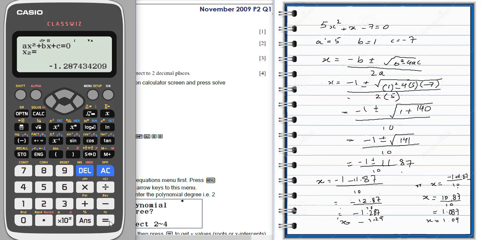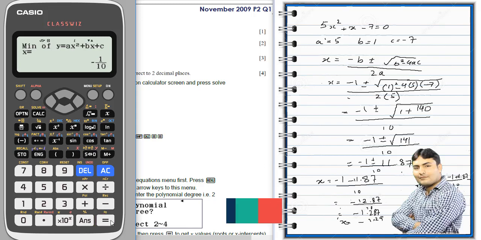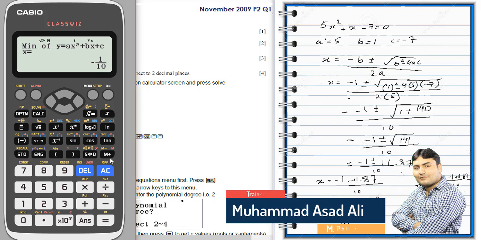And there is a new feature in this calculator. You can also get the minimum value of y and the value of x at which the function has its minimum or maximum value, depending on the case.